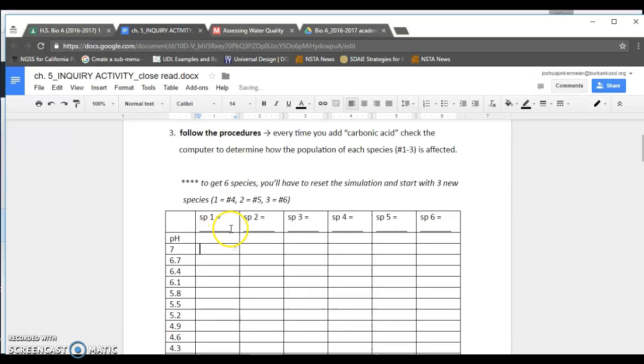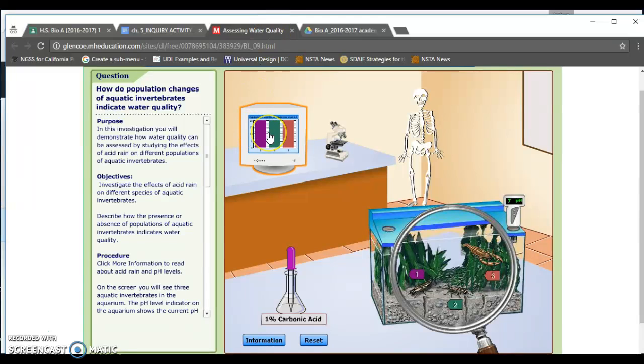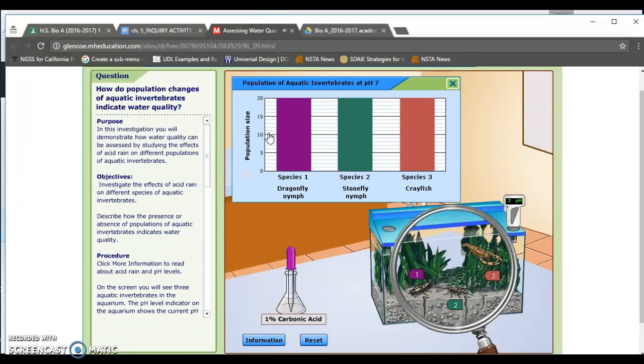And of course here you have to type in what the species is. Now the question is, what are the first 3 species? So you go to the activity, you click right here, and it tells you. Species number 1 is called dragonfly nymph, so it's an insect. Species number 2 is a stonefly nymph, another insect. And species number 3 is a crayfish, which is similar to a bug, but you may think of them as little shrimp with claws.